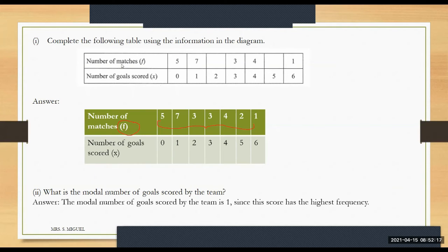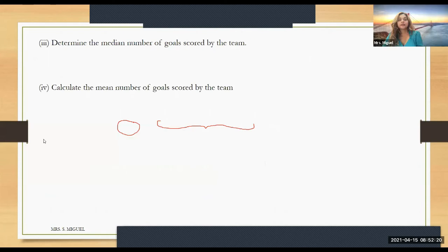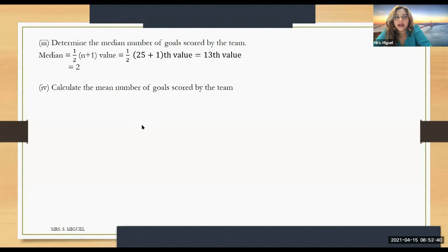Finish, miss. Determine the median number of goals scored by the team. Could anyone remember how many matches there were? 25 matches. So the median is a half of 25 plus 1, which is 26, and a half of 26 is the 13th value. Now, let me show you how I got that.